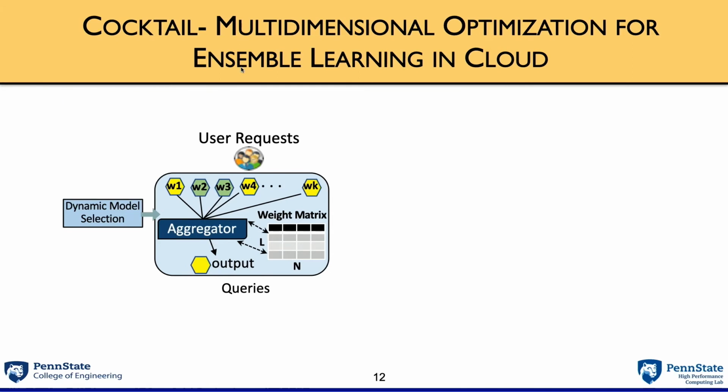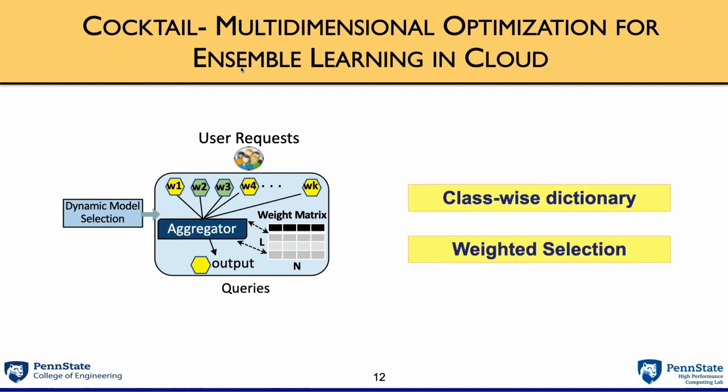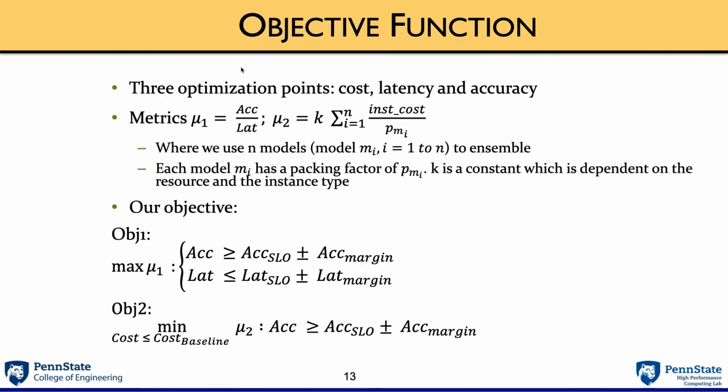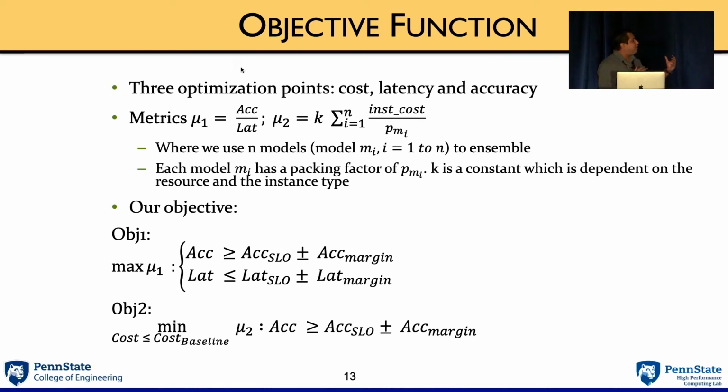So now the Cocktail design is pretty straightforward, very simple. We built this class-wise dictionary. We did this weighted selection for each of the inference requests. Some of the models have more weightage than others. Then we have an aggregator which takes all these inferences, weights them, aggregates them, does a majority voting, and voila, we have our solution. To be a bit more formal here, we took our metrics to be two metrics. One of them is accuracy over latency, which we are trying to maximize. On top of that, we are trying to minimize the instance cost. We are trying to do a joint optimization on this front.